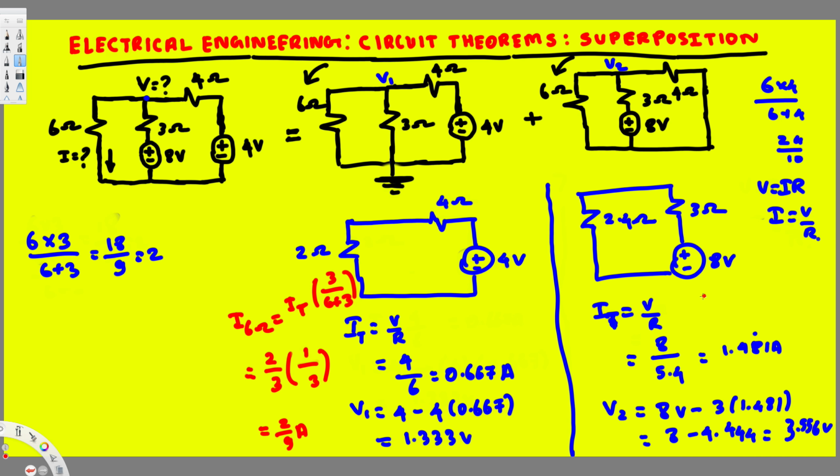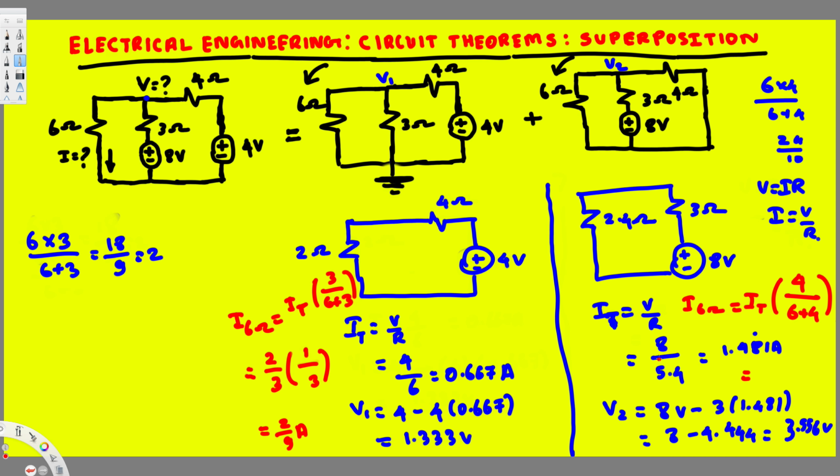Now we can do the same thing for this circuit. I 6 ohm, again this is going to be I total times, since we are trying to find 6 ohm, we have to look at the circuit. Okay, this is going through this one and splitting by 4 and 6. So if you want to find 6, you have to put 4 on top, right? 4 on top, and then 6 plus 4.